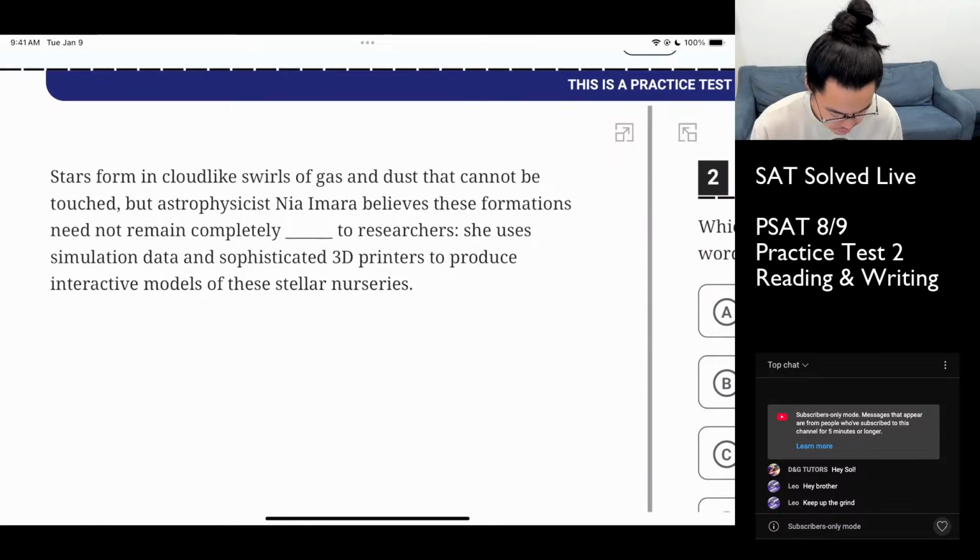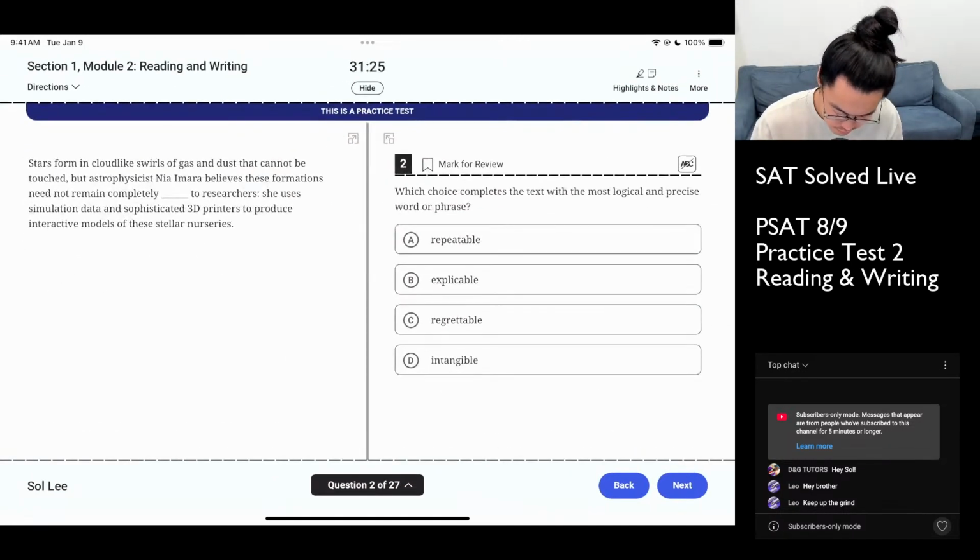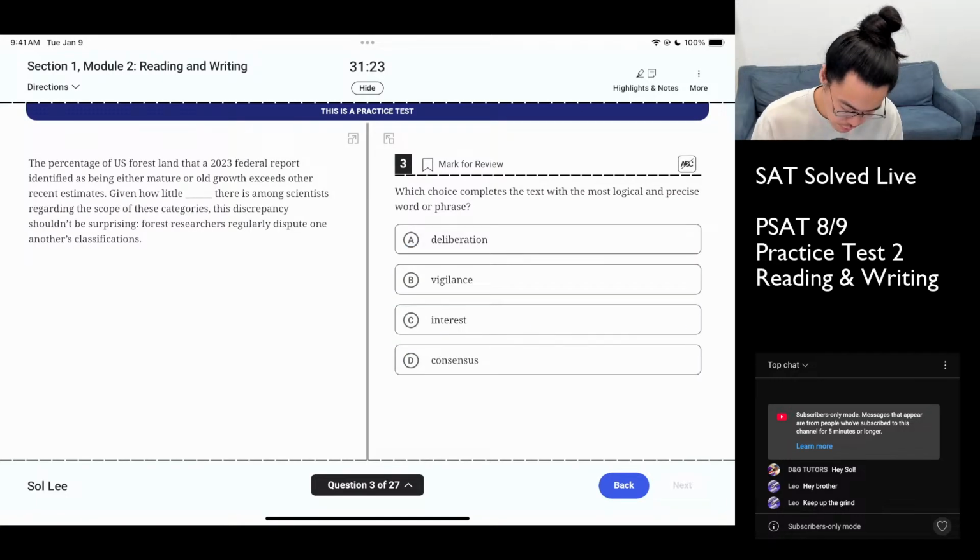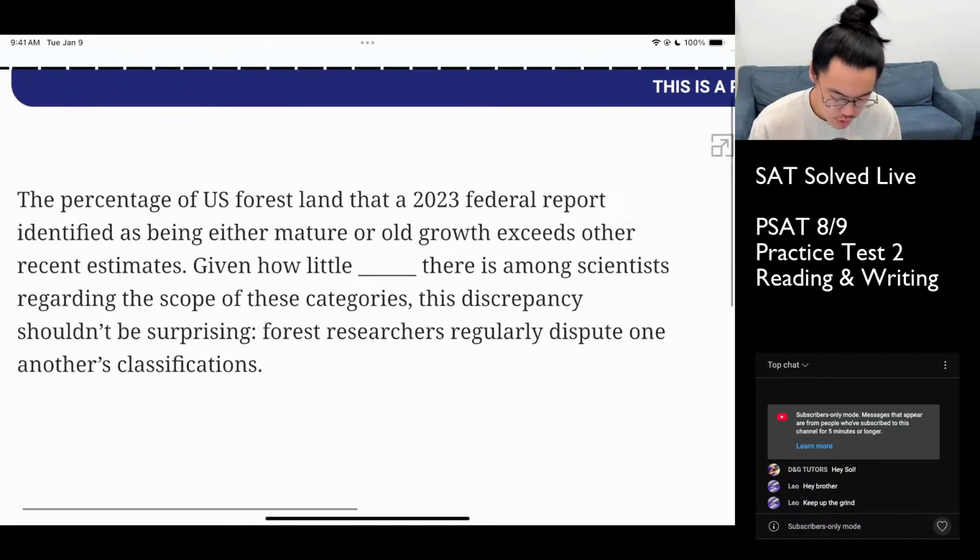Untouchable, to produce interactive. Okay, so yeah, like completely aloof or like intangible. There we go, untouchable. Because we're trying to interact with them.